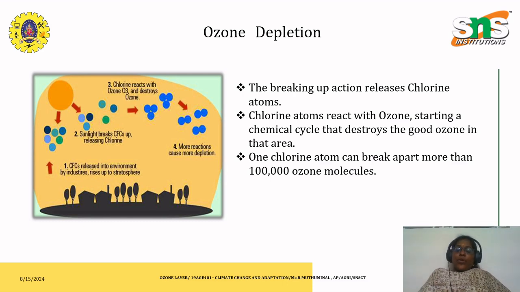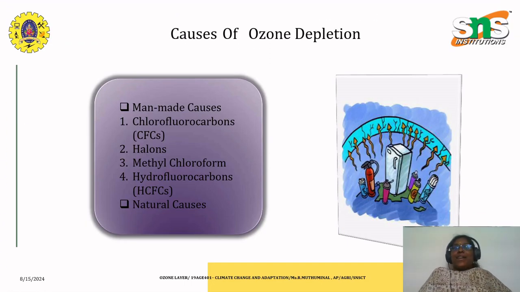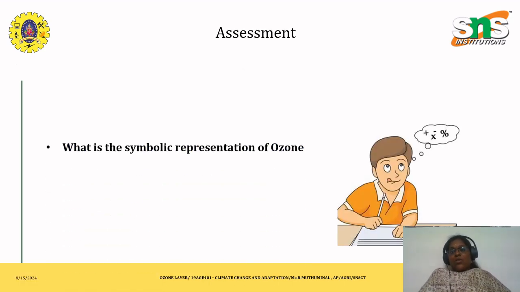CFCs into chlorine while reacting with the sunlight. After this happens, this chlorine reacts with the oxygen and destroys the ozone molecules. If that's the case, what happens? More reaction causes more depletion that results in an increased ozone hole. Also, I have shown you the two main categories of ozone depletion. The first one is man-made causes, and the second one is natural causes.